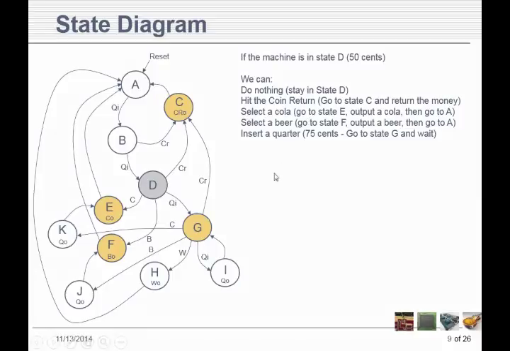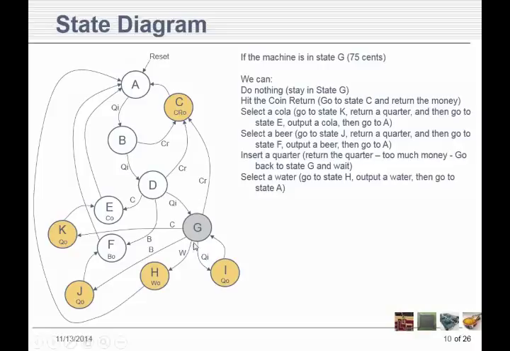We could select a cola at this point because we got 50 cents in the machine and go to state E, output the cola, and then we go back to state A because we have no money in the machine again. We can select beer, which goes to state F and outputs a beer. That's what this signal BO is, and then it automatically goes back to state A because there's no money in the machine. Or we can sit here in G and wait because we could also insert one more quarter.